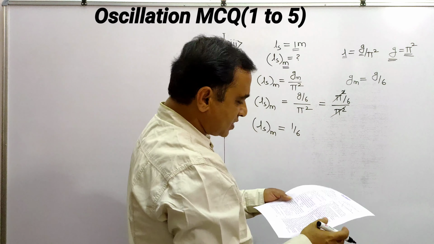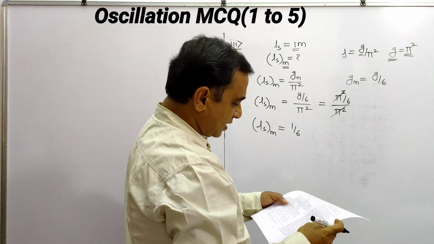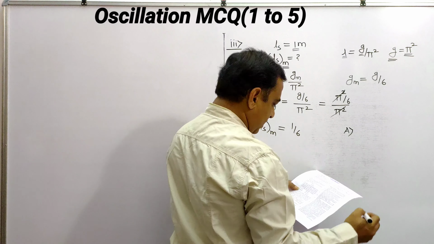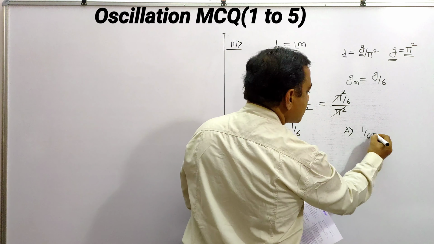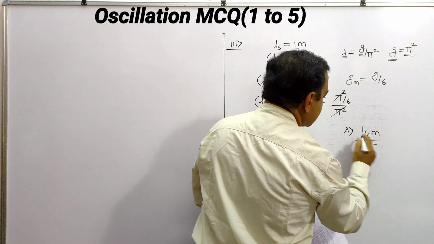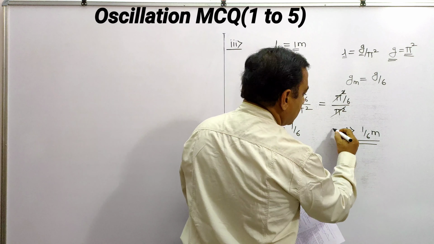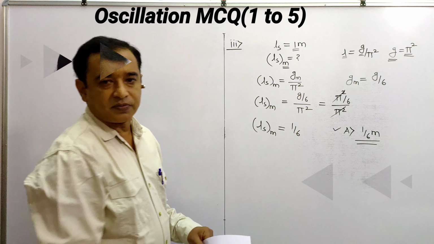So which option is correct? That we will decide. Option A is correct. Option A, that is 1 by 6 meter, is the correct answer for this. Okay, so this one is the correct answer.